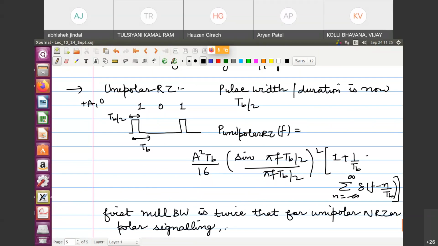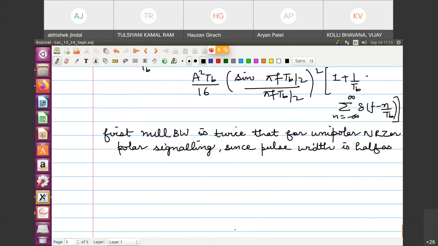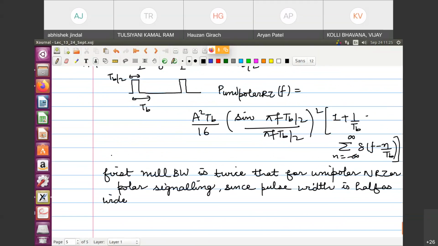Since pulse width is half as well. Okay. Let me write it down, one very important thing: that f of f is in this case TB by 2, so that those who are just referring to notes only can have a sort of complete presentation at a single place.